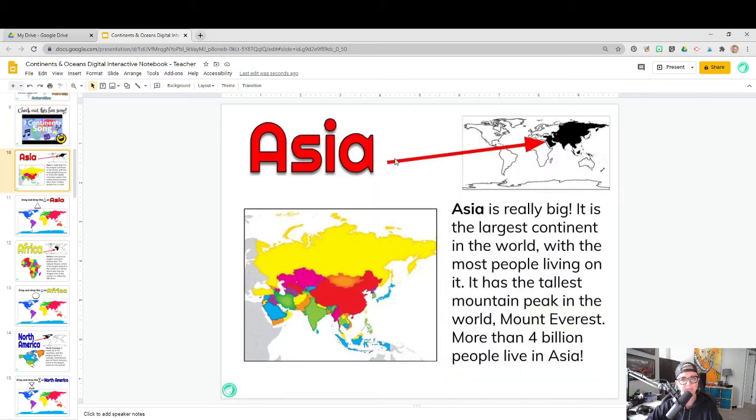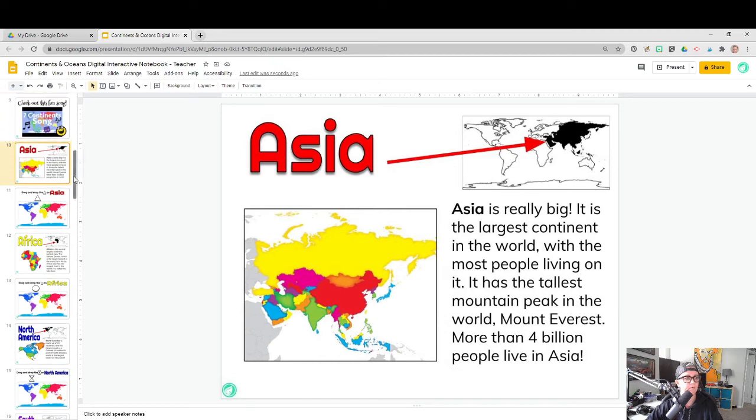We start out with Asia, and for each of the continents here, I have just some information about the continents, some tidbits and facts. I've got a colored picture of the continent and then pointing to the continent on the world so that they can see in the world on a flat map where that continent actually is.